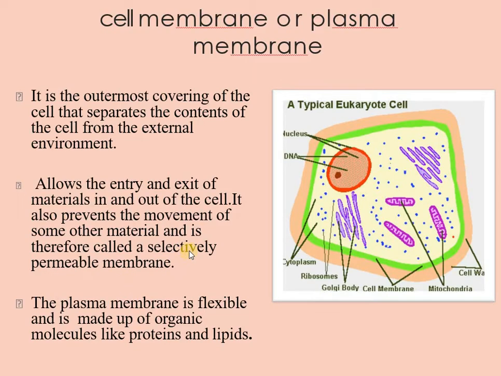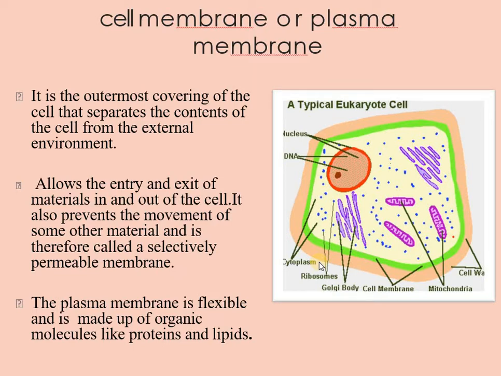And then the cell is also made up of cytoplasm. In this slide you can see the cell membrane, or the plasma membrane, shown here in green color. So what is a cell membrane? It is the outermost covering of the cell that separates the contents of the cell from its external environment, and it allows the entry and exit of materials in and out of the cell.